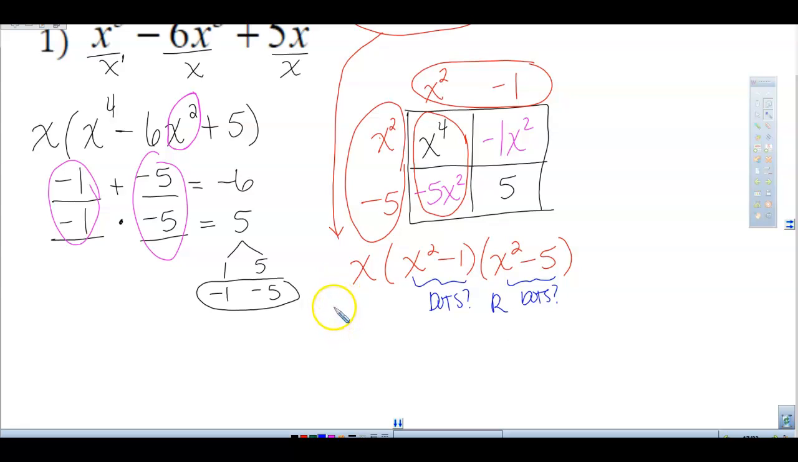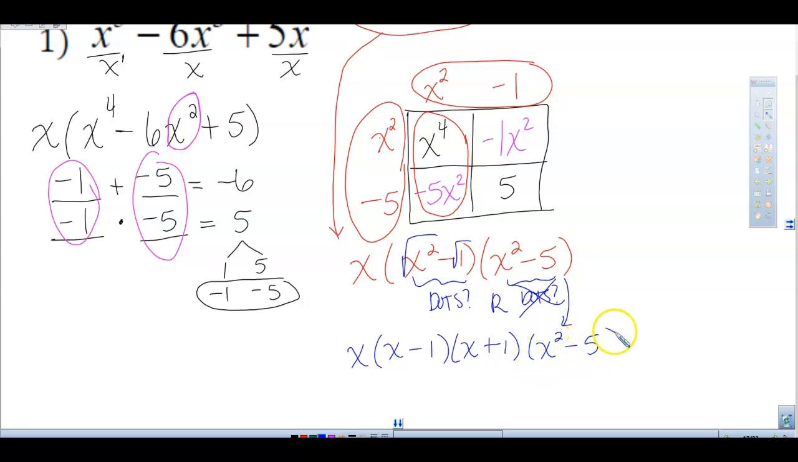Alright, so do I have dots? Yes or no? Tell me in 3, 2, 1. Yes, which one has dots? The first one. Not this one because 5's not a perfect square. 1 is a perfect square. So you gotta split it up into the square roots. So that's a x. Square root of 1 is 1. So I got x minus 1, x plus 1. And then bring down that last one, x squared minus 5. And that would be your final answer.